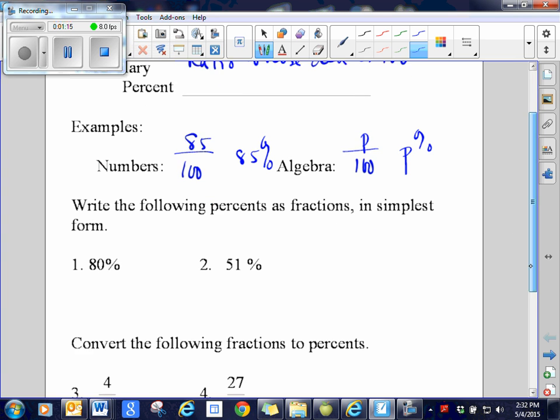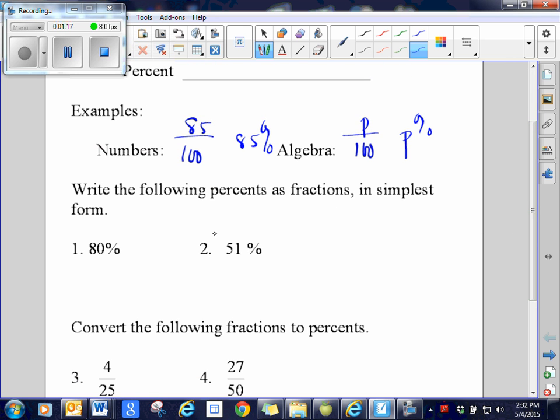So here's just a couple quick examples. Write the following percents as fractions in simplest form. Number 1, drop the percent sign. Number 2, add 100 as the denominator. Number 3, simplify.